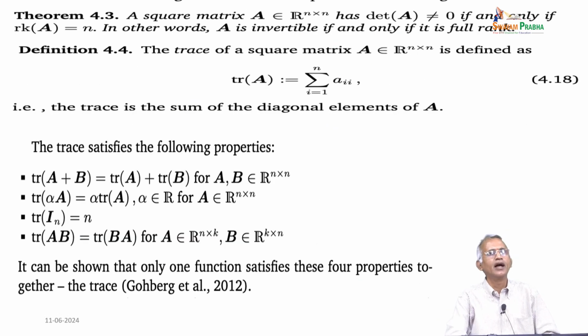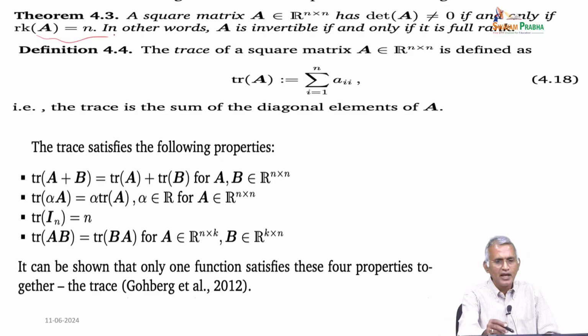Next we have a theorem. For a square matrix A in R power n cross n, the determinant of A is not equal to 0 if and only if the rank of A equals n. If A is invertible, then it has full rank. A is invertible means it is non-singular. Non-singular means the determinant is not equal to 0. Then what is the order of A? The same thing will be the rank. So, that is the meaning of the theorem.